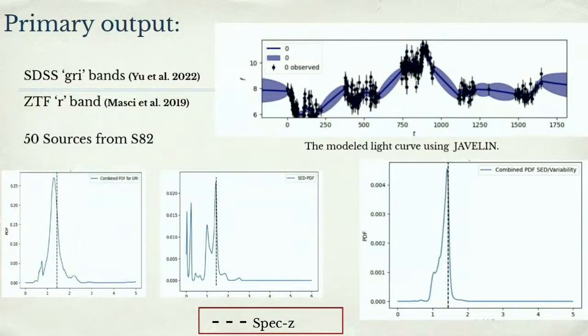This work is still in progress. This is how we came up with the idea that this really works. We took real data from SDSS for three bands: g, r, and i. We took the data from the data challenge of the collaboration, and also the CFHT r-band forced photometry data, and we fed it into JAVELIN. We did this test to prove that this works by doing it for 50 quasars from Stripe 82. This is an example of how JAVELIN models a light curve, and this is what we get from the combined PDF of g, r, and i band. So this is just the redshift prior.